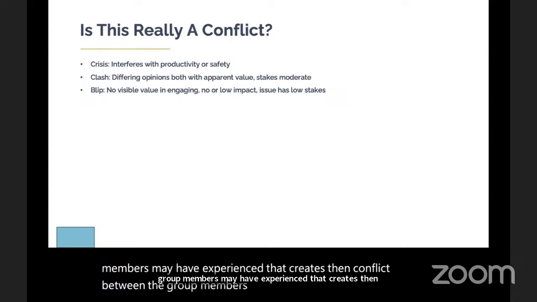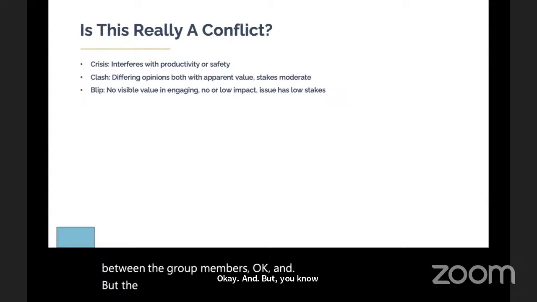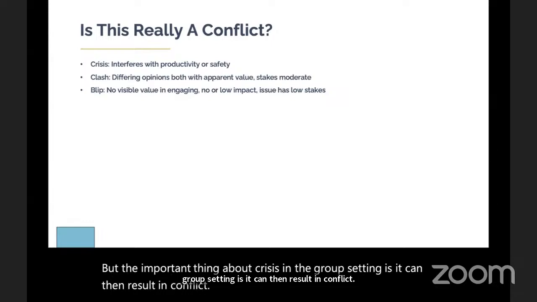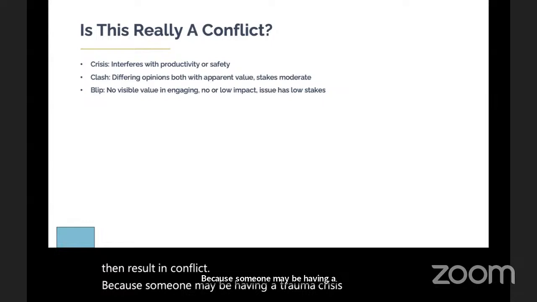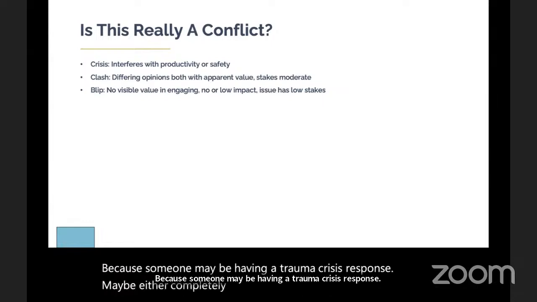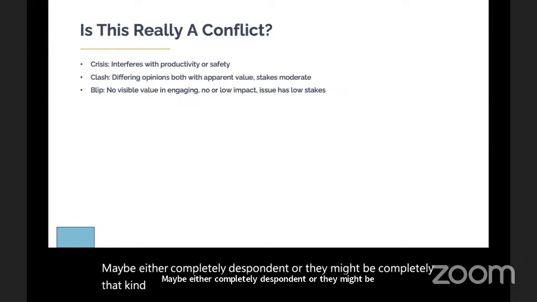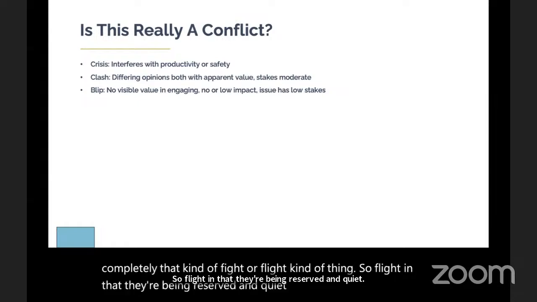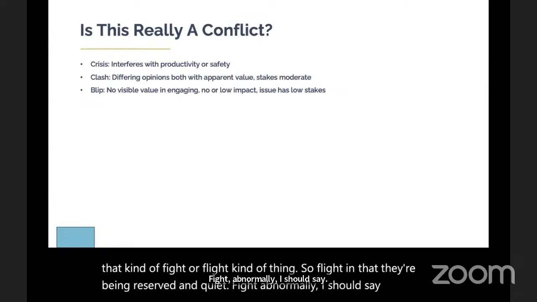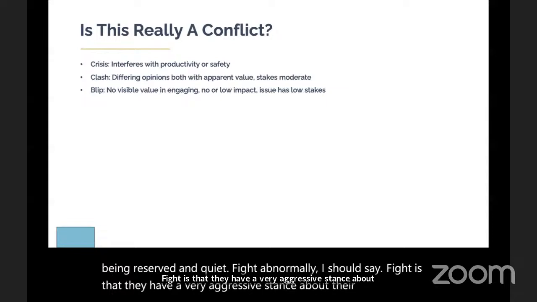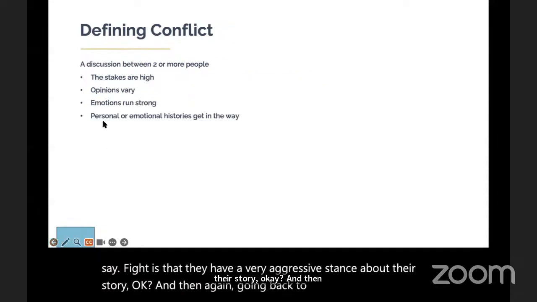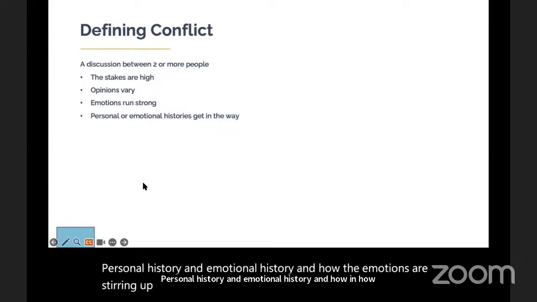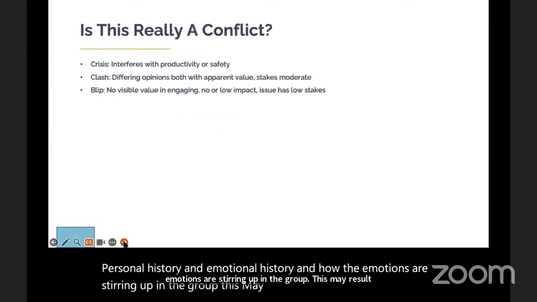But the important thing about crisis in the group setting is it can then result in conflict, because someone may be having a trauma crisis response, maybe either completely despondent or that kind of fight or flight thing. So flight in that they're being reserved and quiet, fight abnormally, I should say. Fight is that they have a very aggressive stance about their story. And then again, going back to personal history and emotional history and how the emotions are stirring up in the group, this may result in a conflict that could occur.